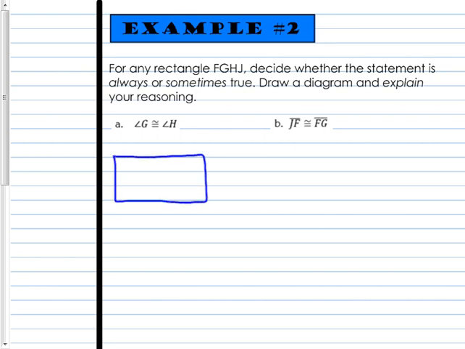Okay, we need to name it. It doesn't matter where you start. I always start at the left-hand corner. However, you do have to go in a circle. So F, G, H, and J. So there, we know that a rectangle has all 90-degree angles.